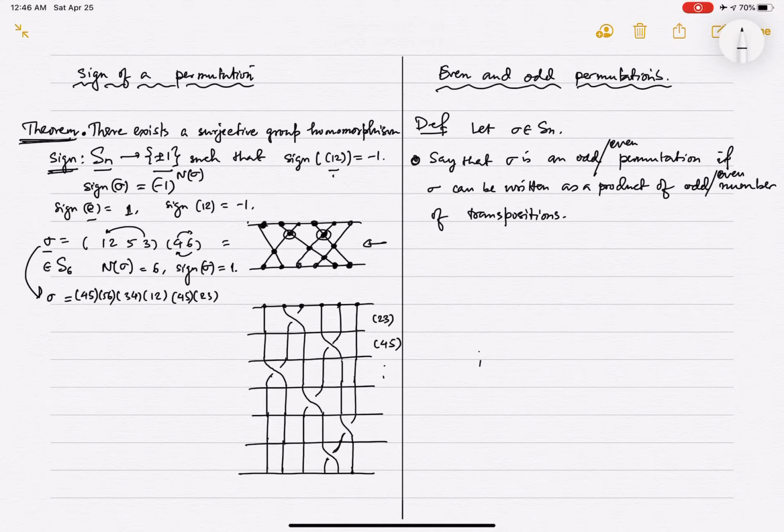Okay, so the example on the left, that one is even because I just wrote it as a product of 6 transpositions. So every transposition is odd. By the way, the transpositions generate the permutation group, so every permutation can be written as a product of transpositions. So every permutation is even or odd.